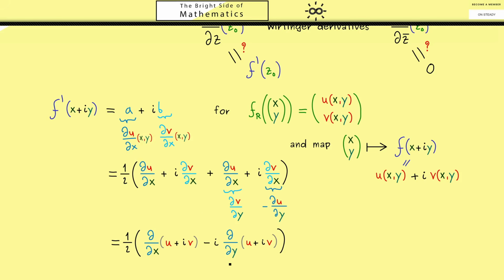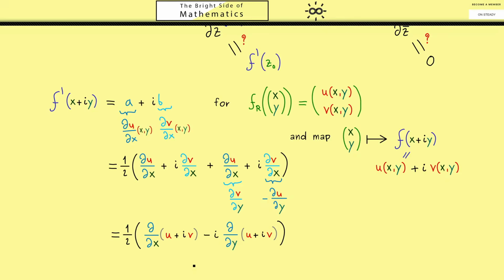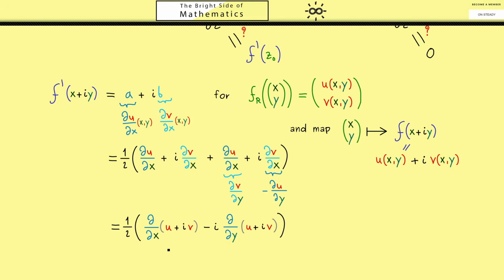Okay, so this is the result for f prime you really should remember. Indeed, it's easier to remember when we use that u plus iv are essentially the function f. Hence, we can just define two new differential operators. Namely, we just call the first one df dx and the second one df dy. And indeed, this makes sense. This one is the partial derivative with respect to x when you see f as this map here.